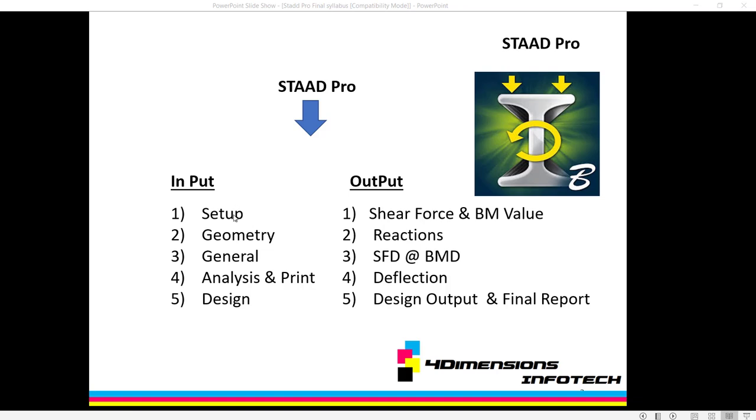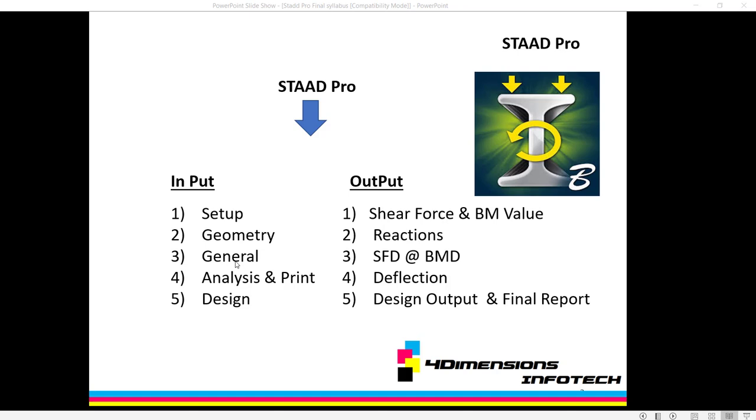In the setup, normally we enter the file name, client name, engineer name, submission date, and the information related to the particular project. In the geometry we have to create the geometry in 2D first, and then by defining the property we convert it into 3D. Next, in the general step we apply the loads, that is dead load, live load, wind load, and seismic load depending on the conditions.